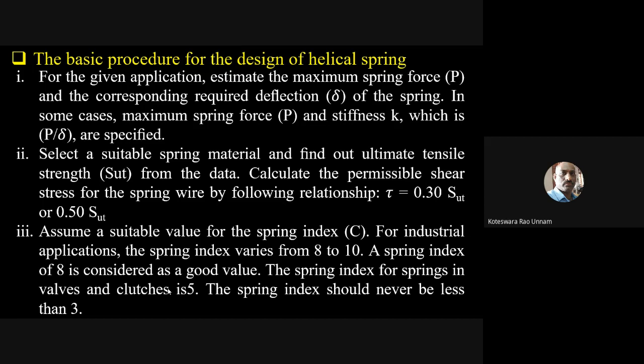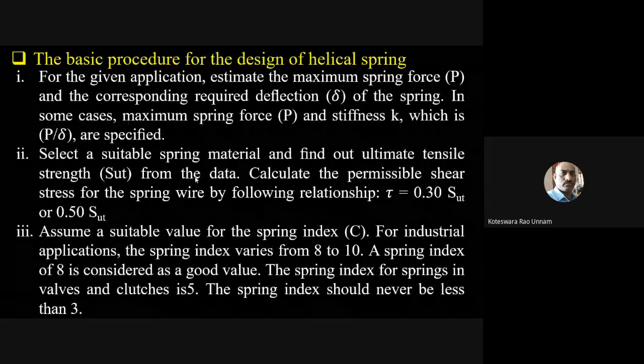In case of the valves, it can be taken as 5. But in any case, it should not be less than 3. So that means first we identify what is the P value and what is the delta value. These are the design requirements. Then the second step is we'll select the material.